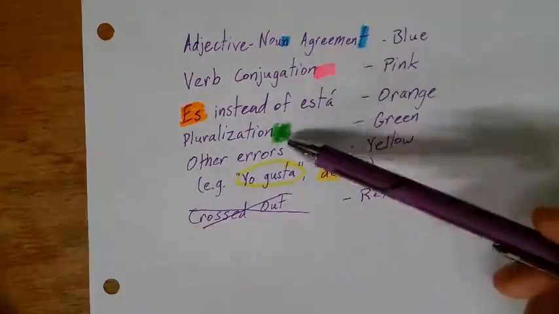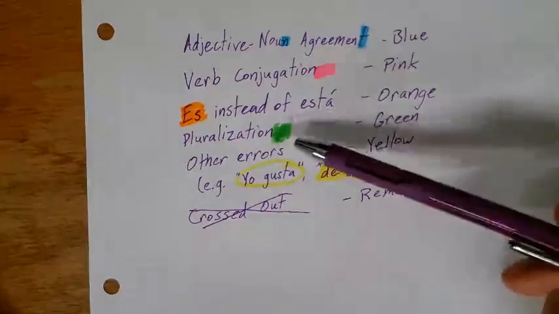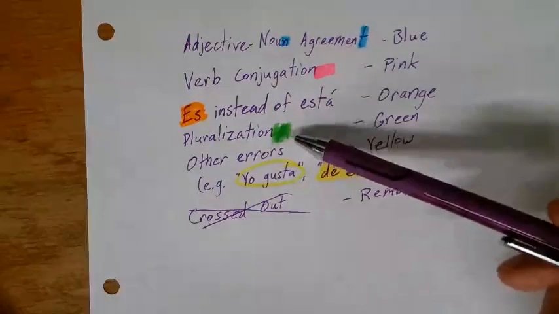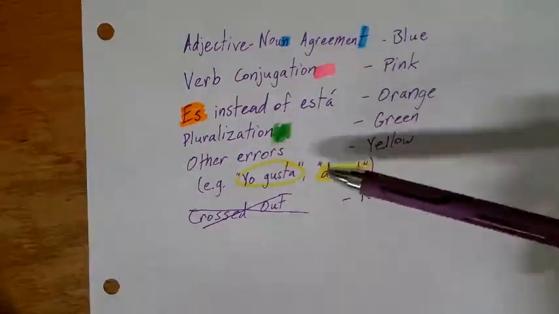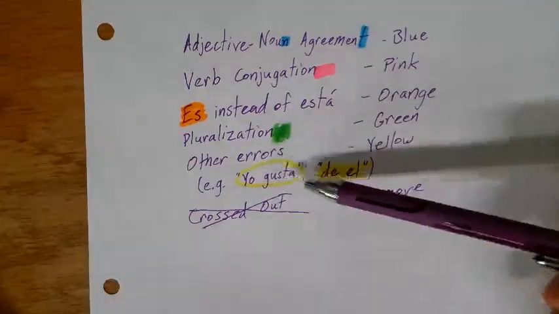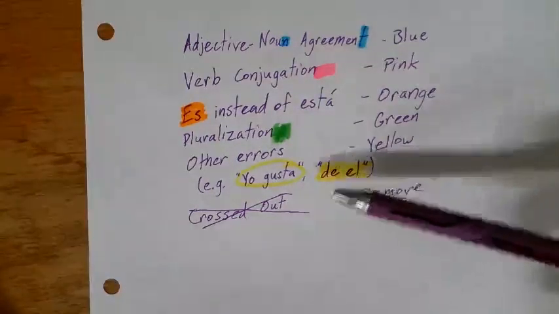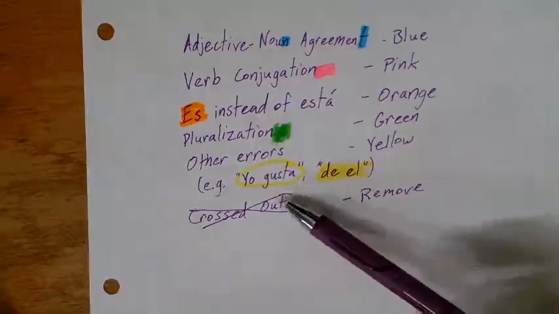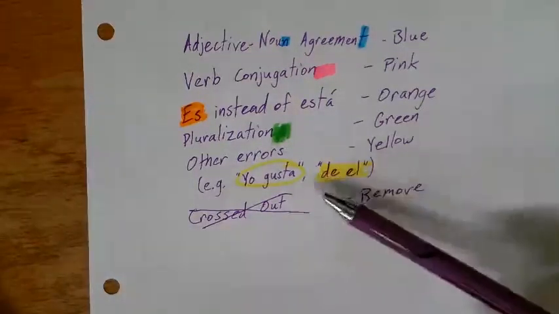Pluralization, I didn't actually end up doing that much because most of it was with adjective-noun agreement. But if you see something marked in green, that was pluralization. Other errors were marked in yellow. For example, if you said yo gusta instead of the proper me gusta, or maybe de el instead of the contraction del. If something's crossed out, that just means that you need to remove that.